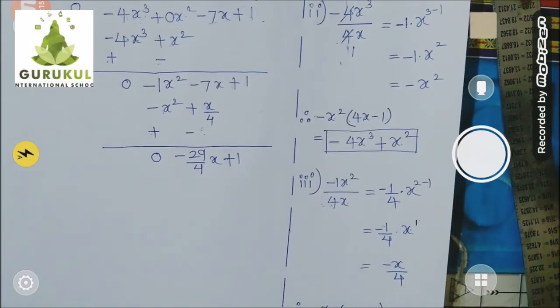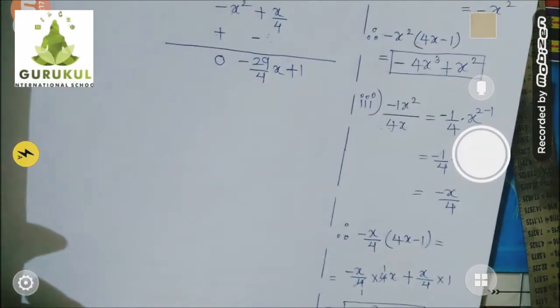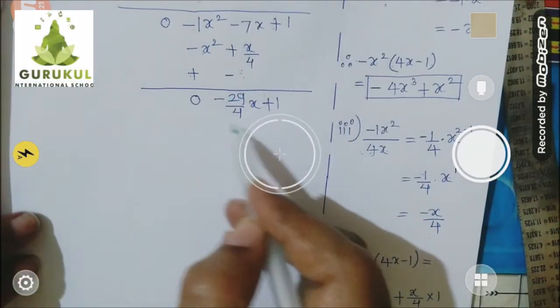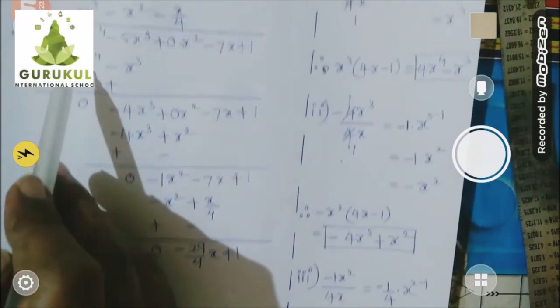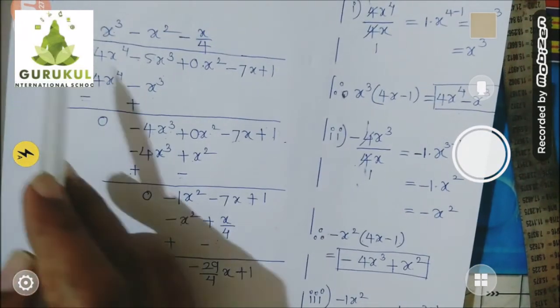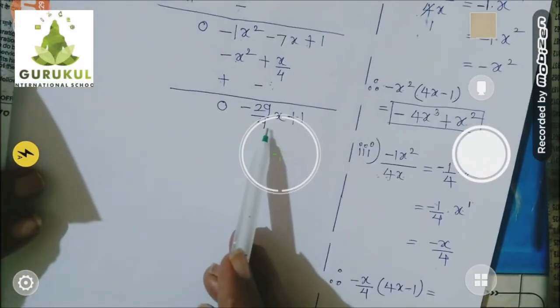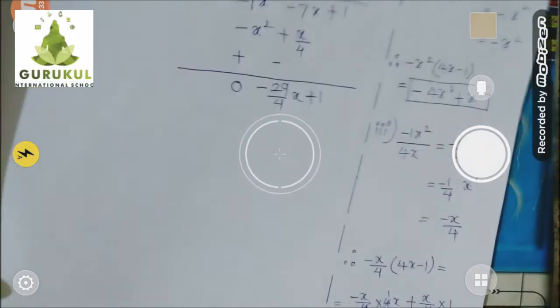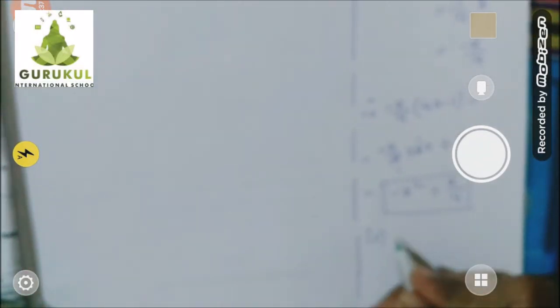Again children, continue the division. What is the next step? What is the degree of the remainder polynomial? 1. And what is the degree of the divisor polynomial? 1. Highest term x raised to 1 and highest power x raised to 1. So the degree is the same, so you can continue the division. Let's go for the next part. I am writing over here.